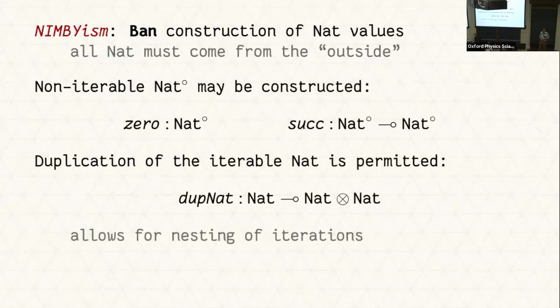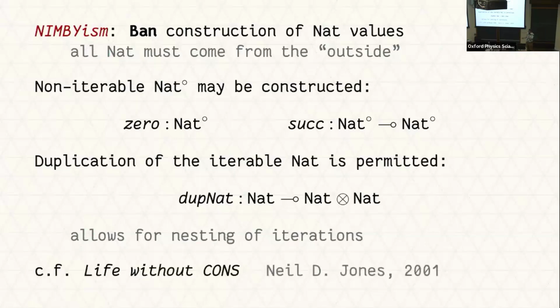Slightly oddly, we can duplicate these iterable natural numbers. We're not allowed to construct new ones using successor. Actually adding 0 would not be that bad, but with successor, we could use some of the inputs to drive that over and over again to produce larger natural numbers. But if we can just duplicate the input, this will allow us to do the nesting of iterations. And we'll see why in a second.